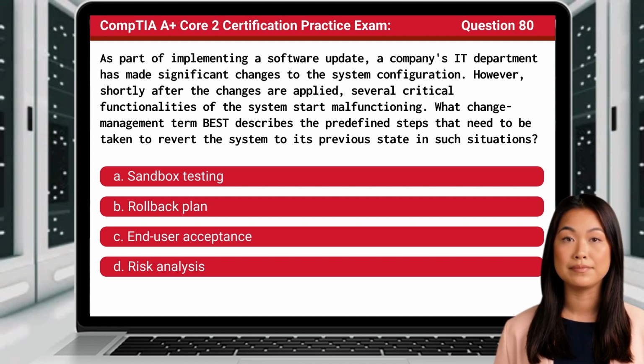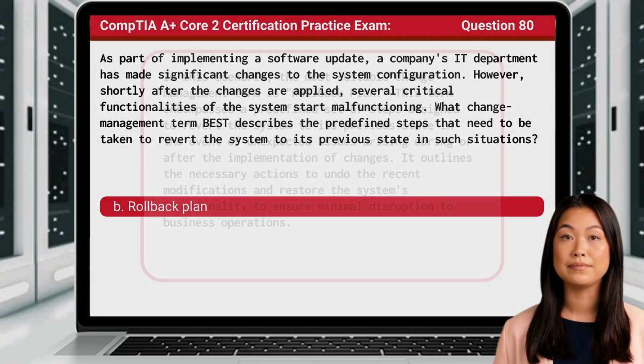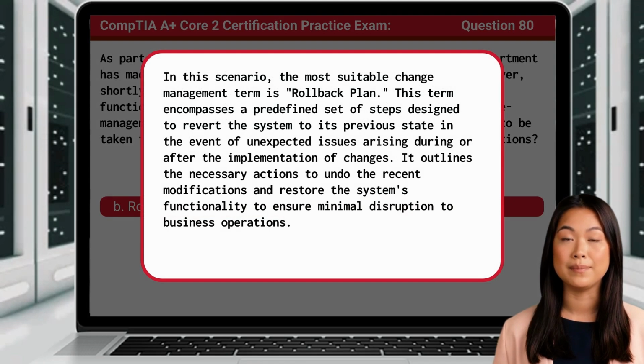The answer is B. Rollback plan. In this scenario, the most suitable change management term is rollback plan. This term encompasses a predefined set of steps designed to revert the system to its previous state in the event of unexpected issues arising during or after the implementation of changes. It outlines the necessary actions to undo the recent modifications and restore the system's functionality to ensure minimal disruption to business operations.